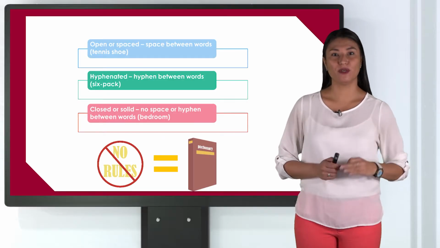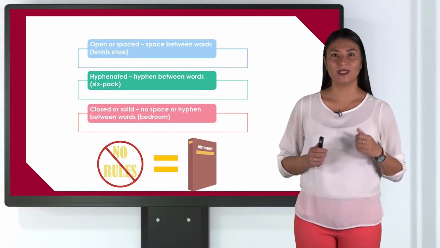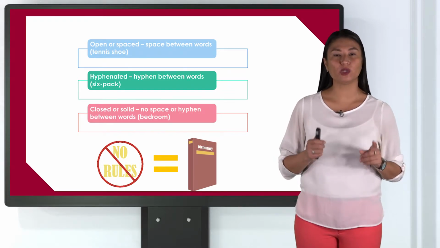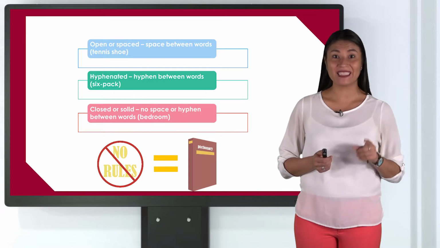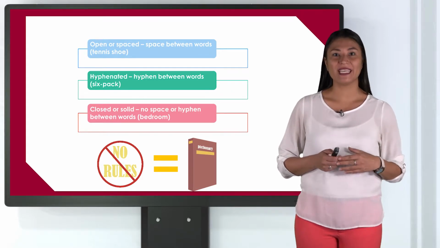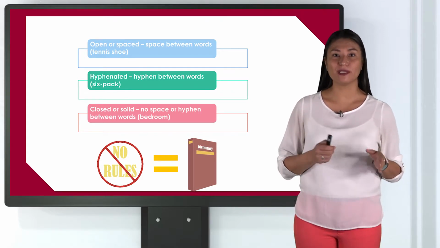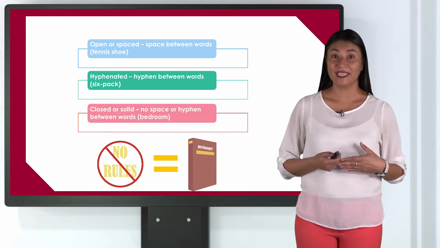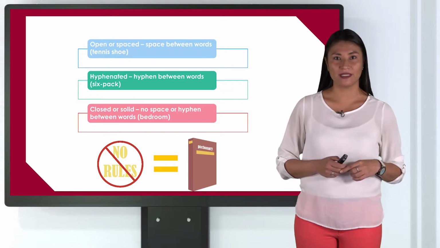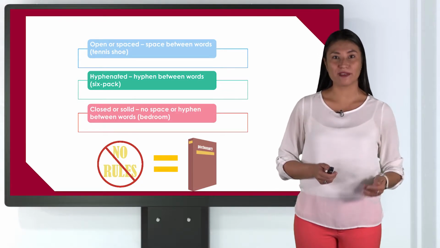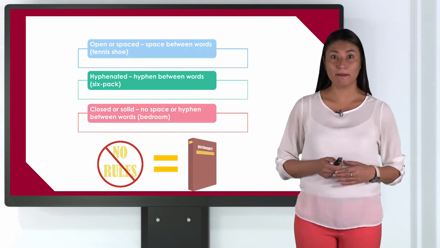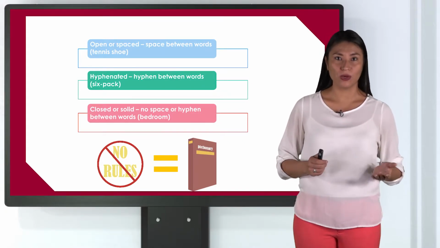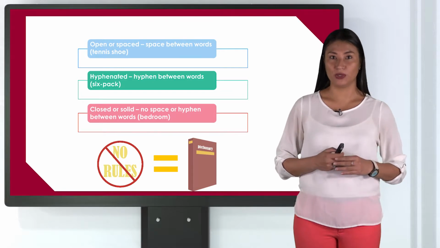There are 3 forms for compound nouns. Number 1, open or spaced. It means a space between words. Example, tennis shoe. Hyphenated. It means a hyphen between the words. Example, six-pack. And finally, closed or solid. No space or hyphen between words. The example, bedroom. There is no rule for this, so you may need to check in a dictionary.